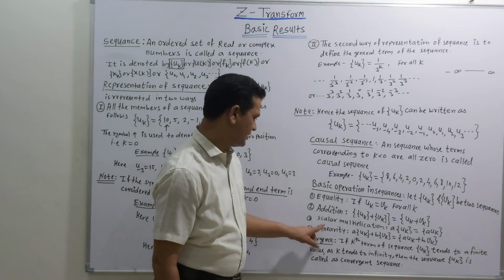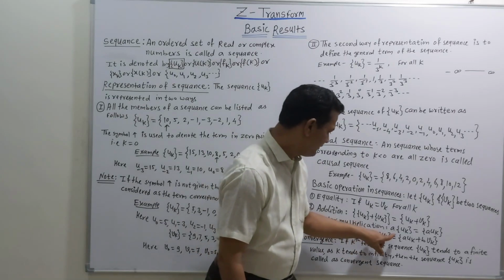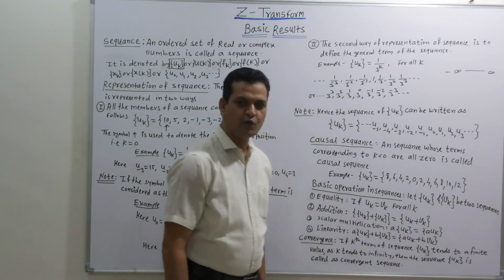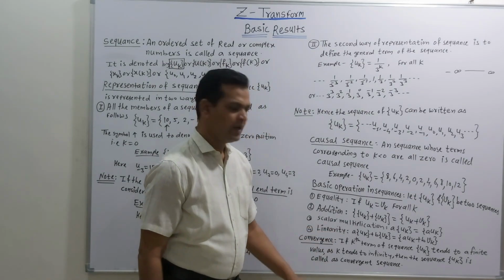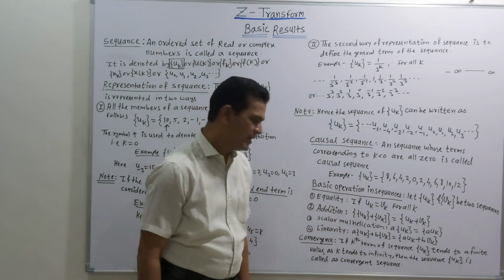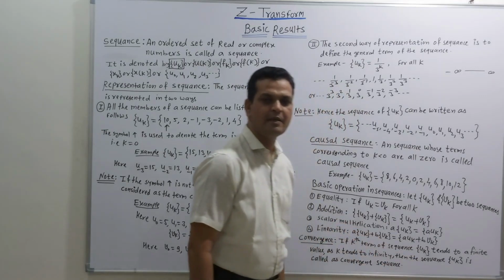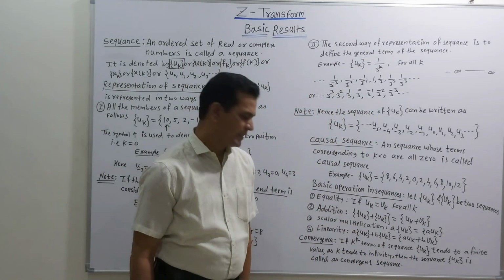Then the third basic operation is scalar multiplication. If A is any constant, then we can write A times sequence UK is equal to A times UK, a sequence. Similarly, linearity: A times sequence UK plus B times sequence VK, we can write as sequence A UK plus B VK. So this is called the linearity property of the sequence.